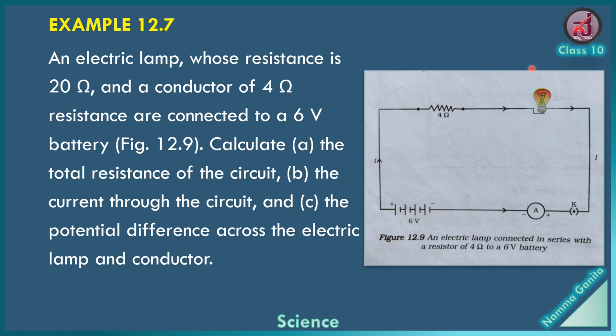First, calculate the total resistance of the circuit. Second one, the current through the circuit. Third one, the potential difference across the electric lamp and the conductor.